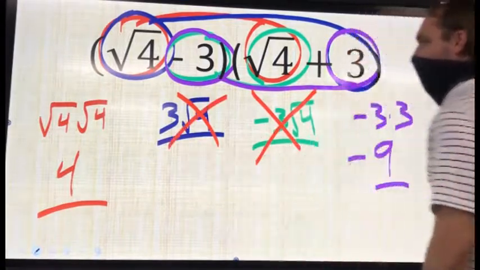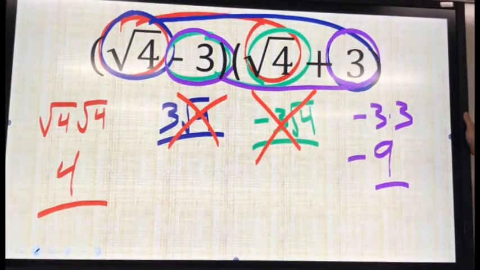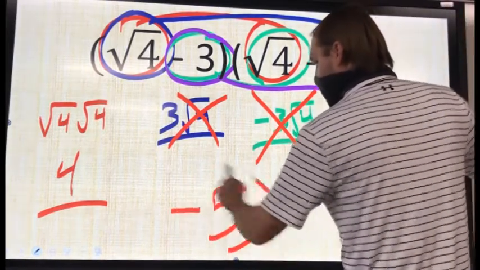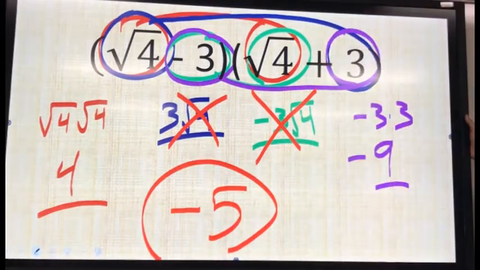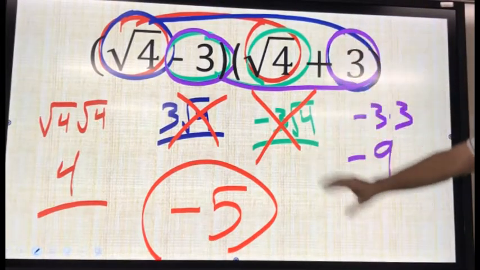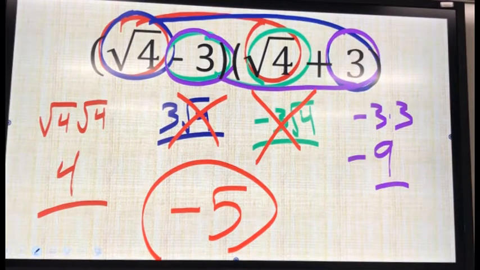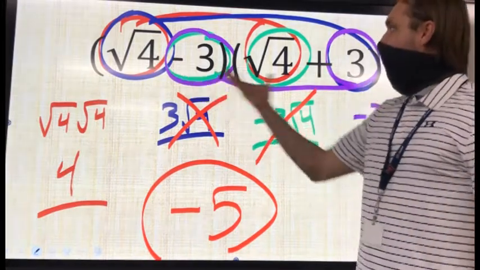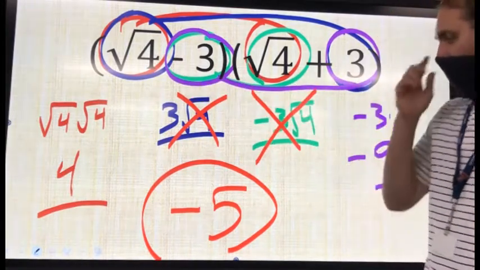So those cancel. Now I'm left with numbers. What's 4 minus 9? Negative 5. And yeah, you can actually plug this in the calculator and it'll give you a negative 5. So yeah, this is one of those odd sorts. Remember our perfect square formula? If it happens to turn out like this, you just get a 5.